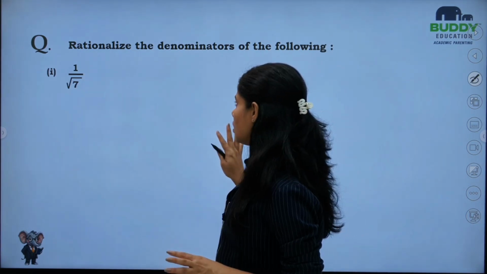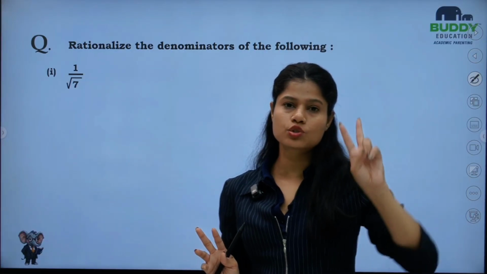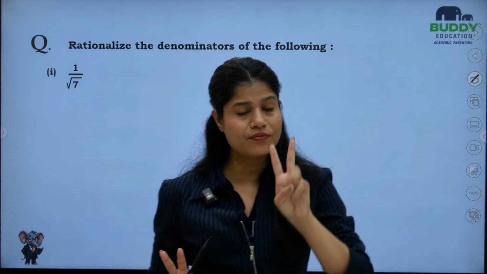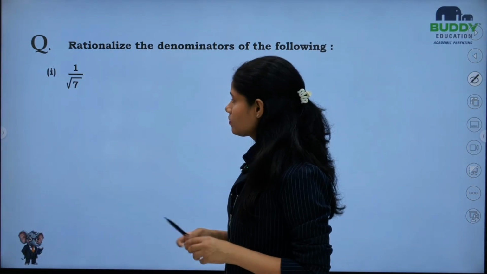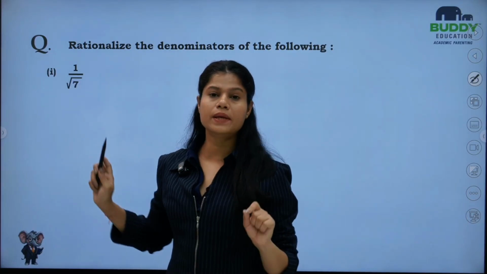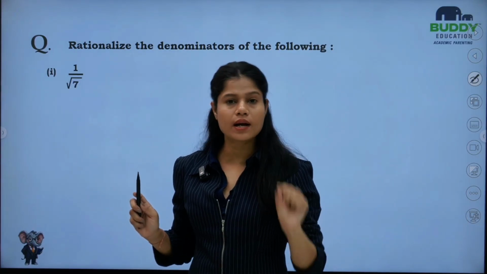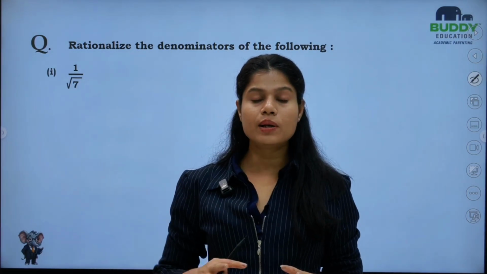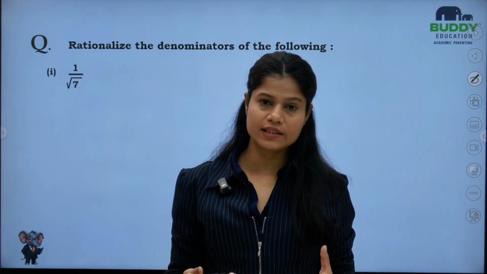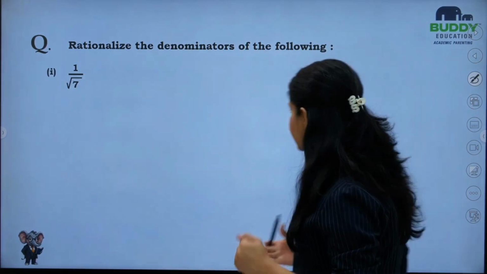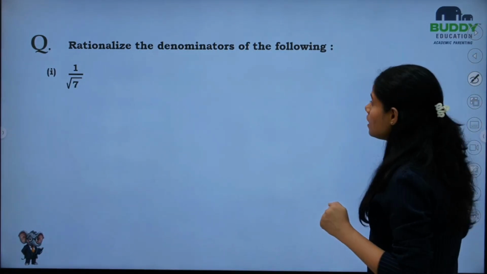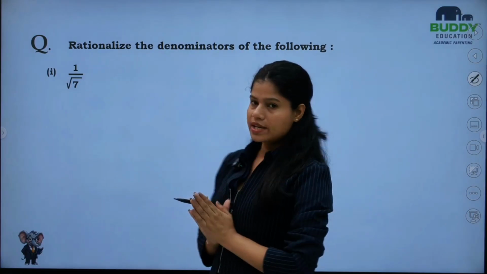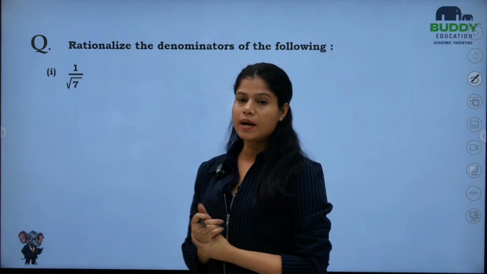In this kind of process, we have two kinds of questions. In the first kind of question, the denominator will be a monomial, means only one term will be there, and in the second type of question there will be a binomial in the denominator, right? So let's begin with the first example. They are asking to rationalize 1 divided by root 7.